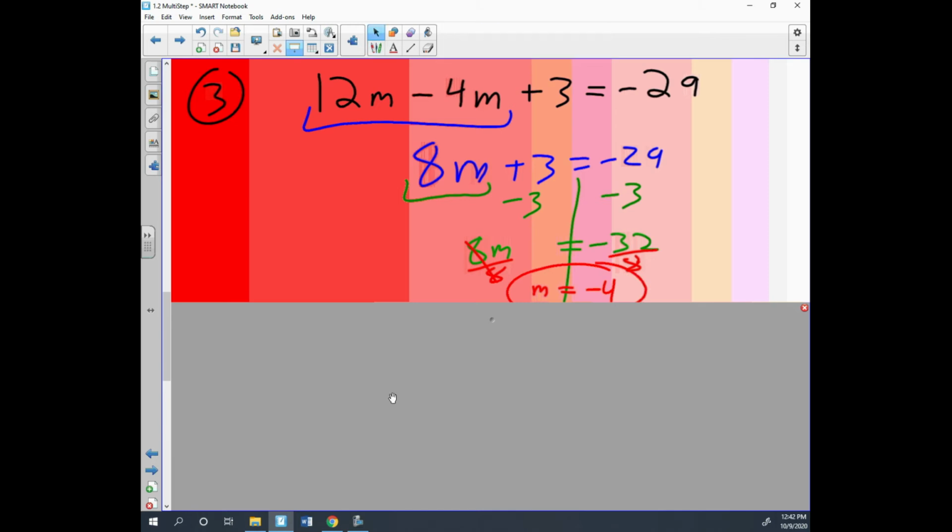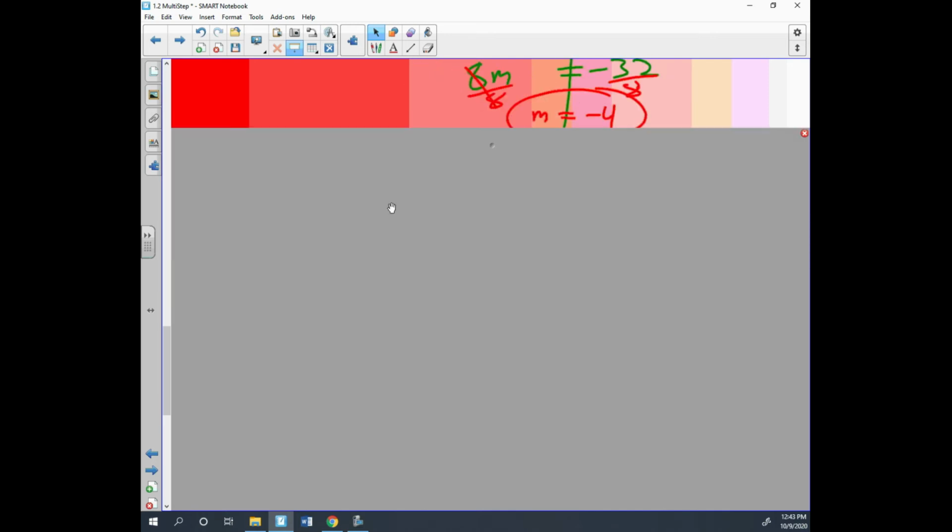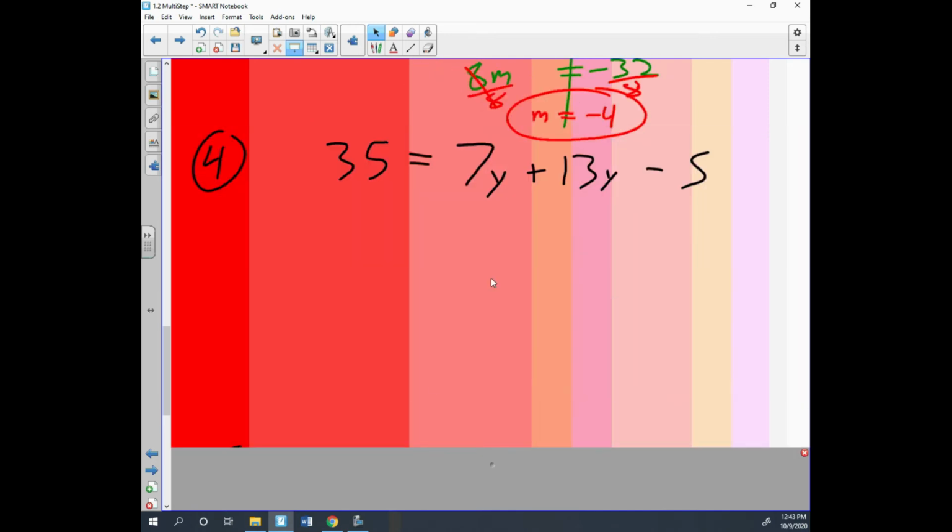And I think I have one more problem for you just to look at real quick. Let's give that one a shot. Okay? Let me erase this stuff right here so you are not confused by that. All right? So if I have this problem right here, 35 equals all that stuff.